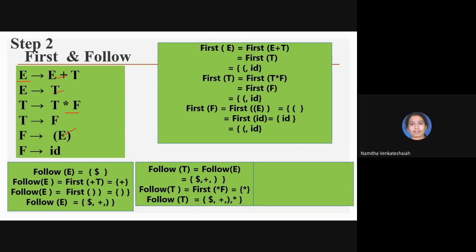Next I'm supposed to find follow of F. F I have here, and here. So this follow of F is follow of T. Follow of T is dollar, plus, closed brace, star. And once again, this follow of F is follow of T only, so no change. So this step two is finding the first and follow. I repeat, what was step one? Step one was rewriting the grammar independently, each and every production separately, and numbering it. Step two is finding first and follow.